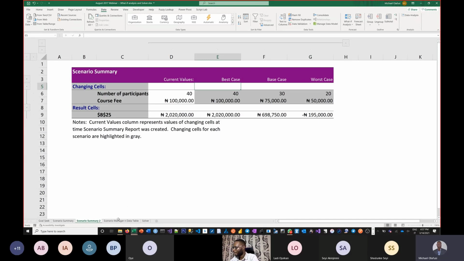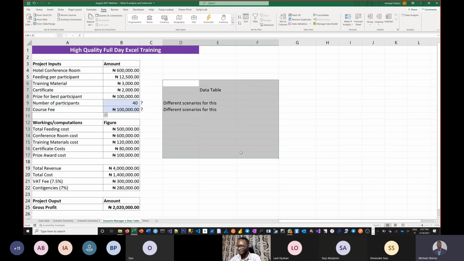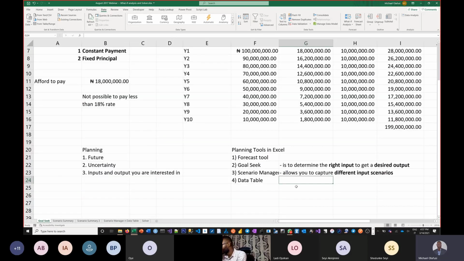Clear? Now I'm not going to ask you whether you understand or not. You will watch the video if you don't understand. I'm running against time. So I want to do the last one, which is the data table. Okay. So now let's think about what data table does for us. Data table allows us to create sensitivity analysis around 1 or 2 inputs.